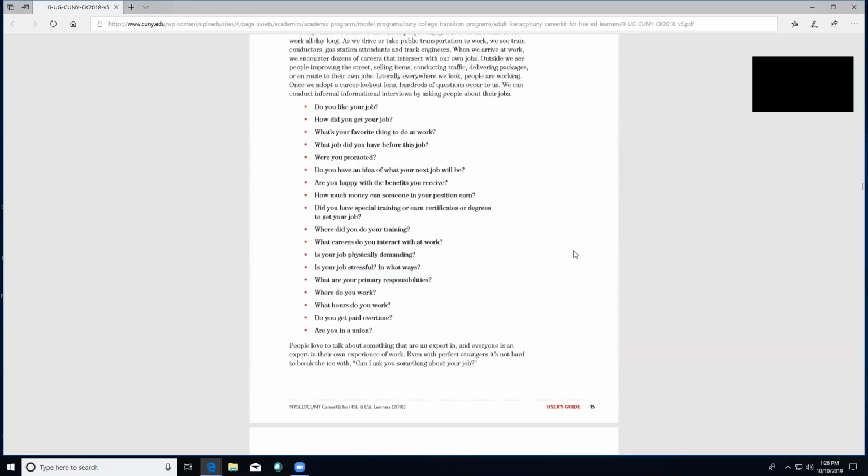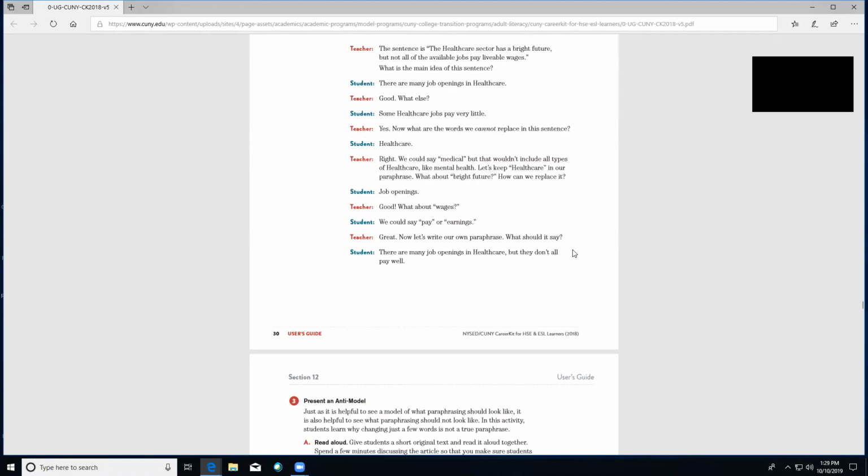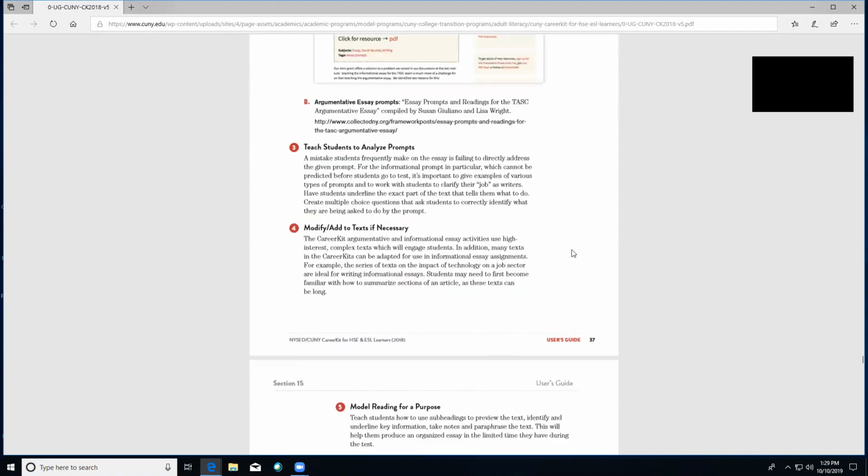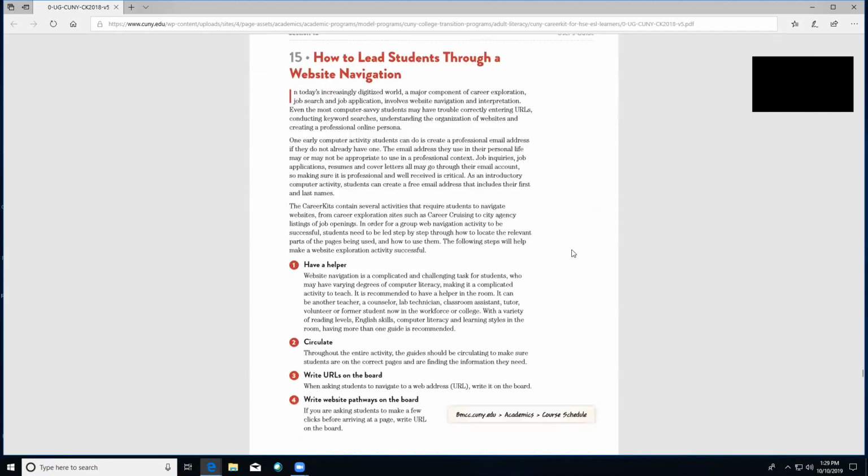I wrote this up because what I have found in leading website activities with students is that it can be very, very chaotic. Students can kind of be all over the place, have difficulty finding pages. It's hard to keep them together. And over the course of many years of doing website activities with students, I have developed some strategies that I think would be helpful to share. The first I mentioned already: have a helper, circulate. Have people circulating to make sure that all the students are staying together.